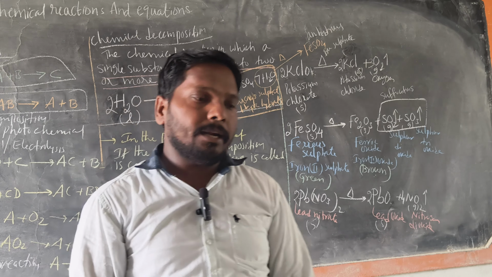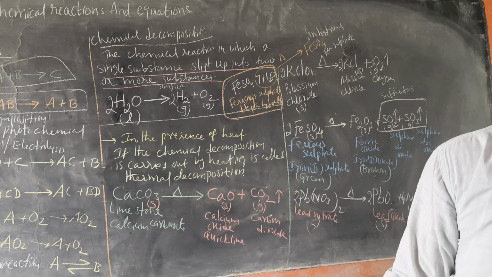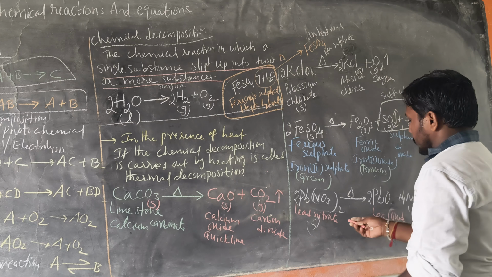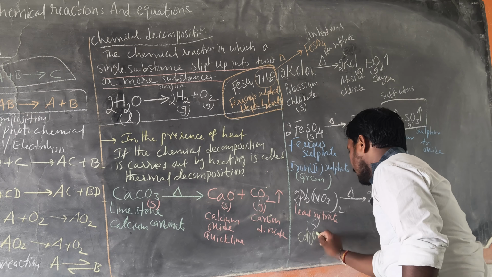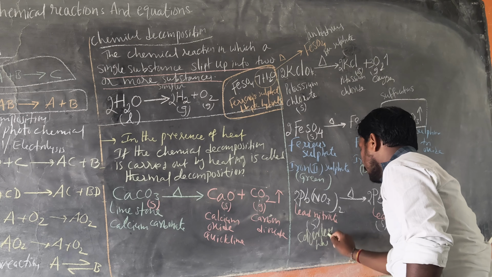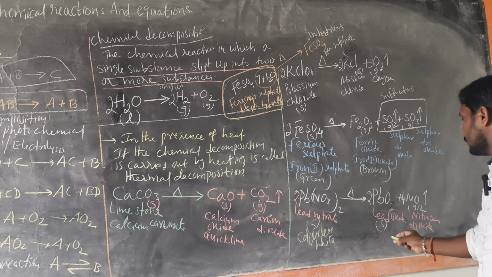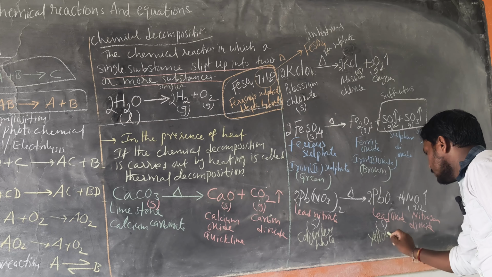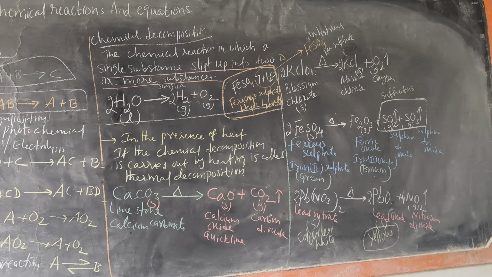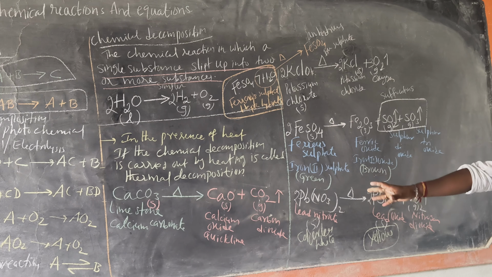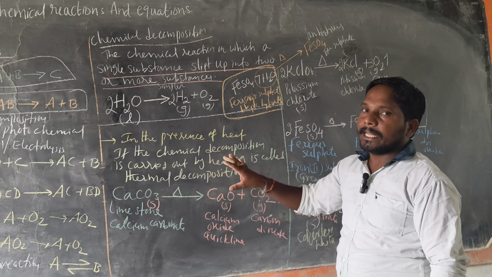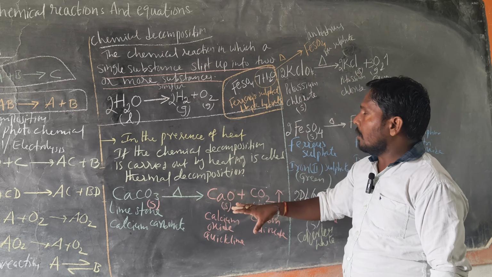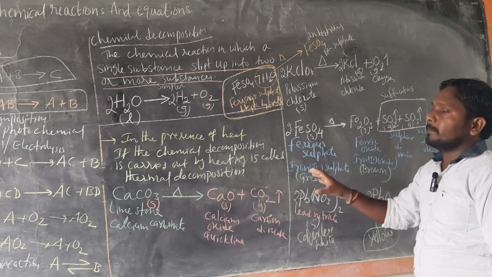Here lead nitrate is colorless, that means generally white in color. After heating, it forms lead monoxide, which is yellow in color. Whenever we observe this, all of these examples are examples of thermal decomposition, because all these reactions are carried out in the presence of heat.